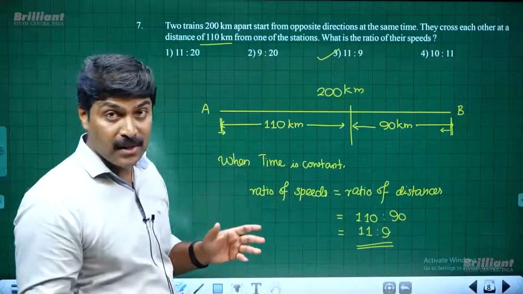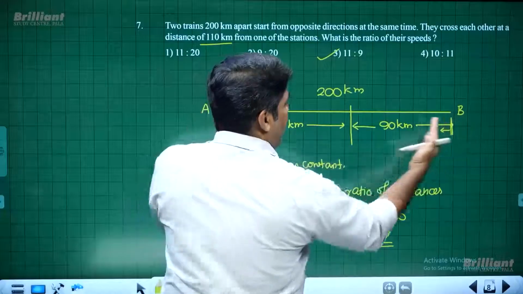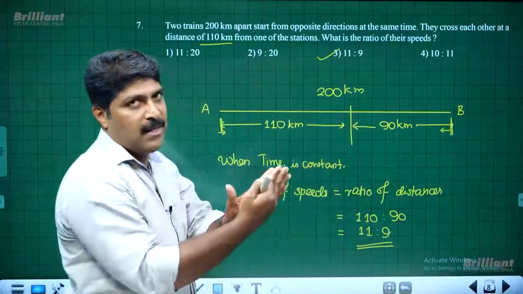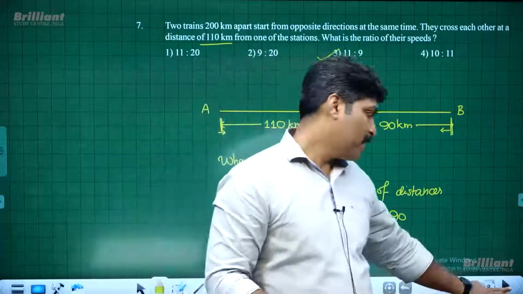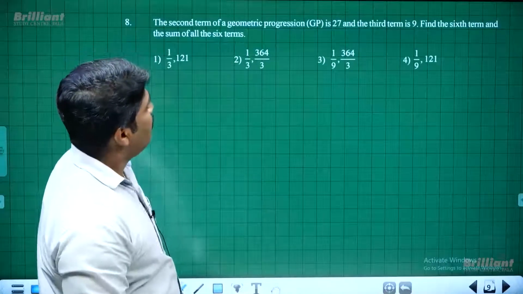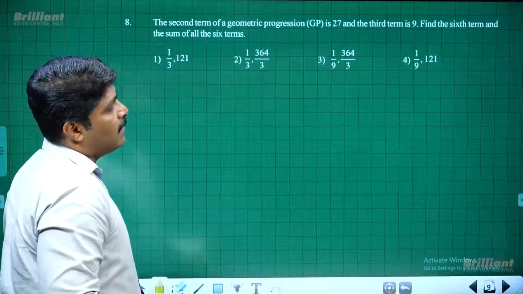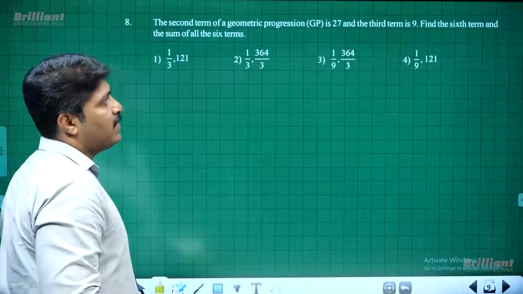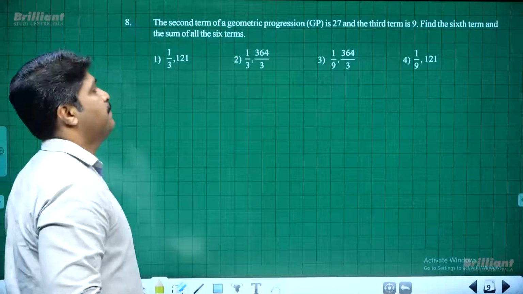Time is constant in this context, in the sense that both trains start from both ends and meet at a common point, so the trains took the same time for this meeting. Correct? The next one. The second term of a geometric progression is 27, and the third term is 9. Find the sixth term and the sum of all the 6 terms.